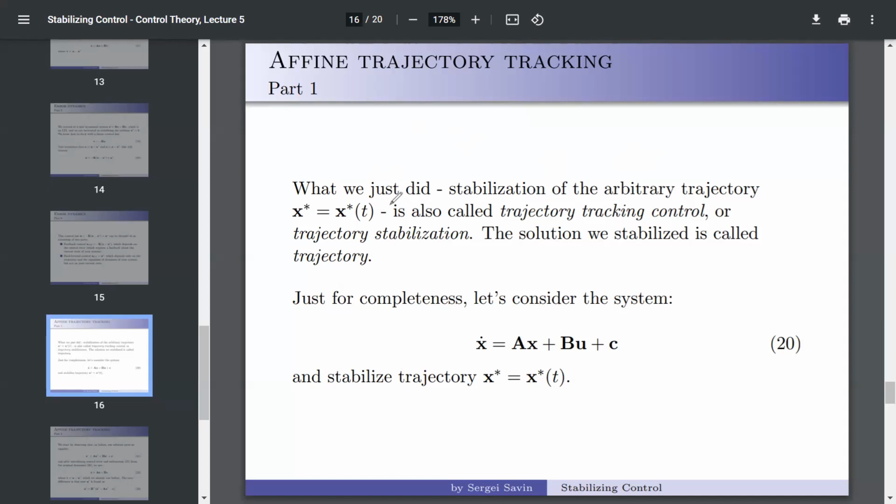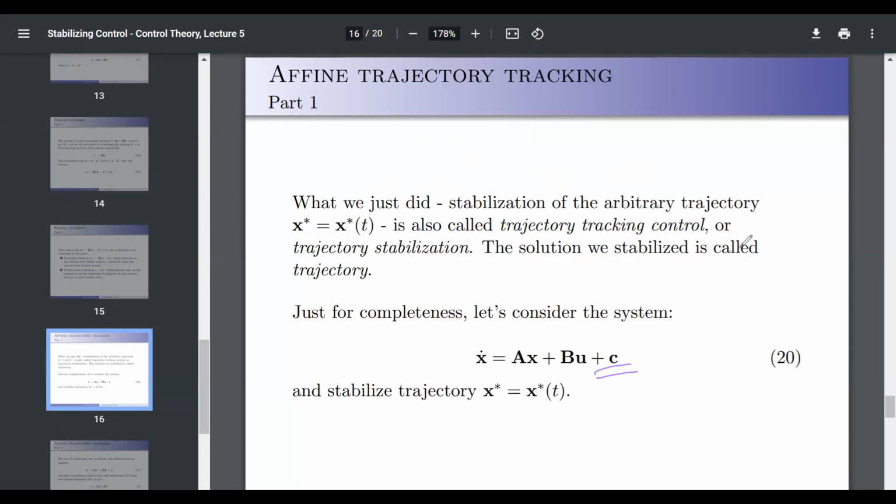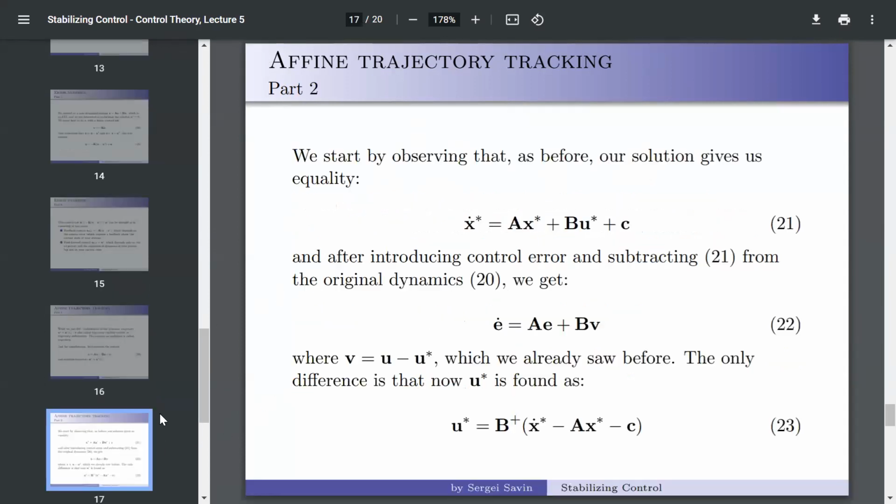All right. So what we just did was we learned an extremely important tool, very, very powerful, which allows us to stabilize arbitrary trajectories. Of course, we did it for a linear system. What if we had C here? Would it be much different? Well, it wouldn't be. It's kind of just all the same thing.